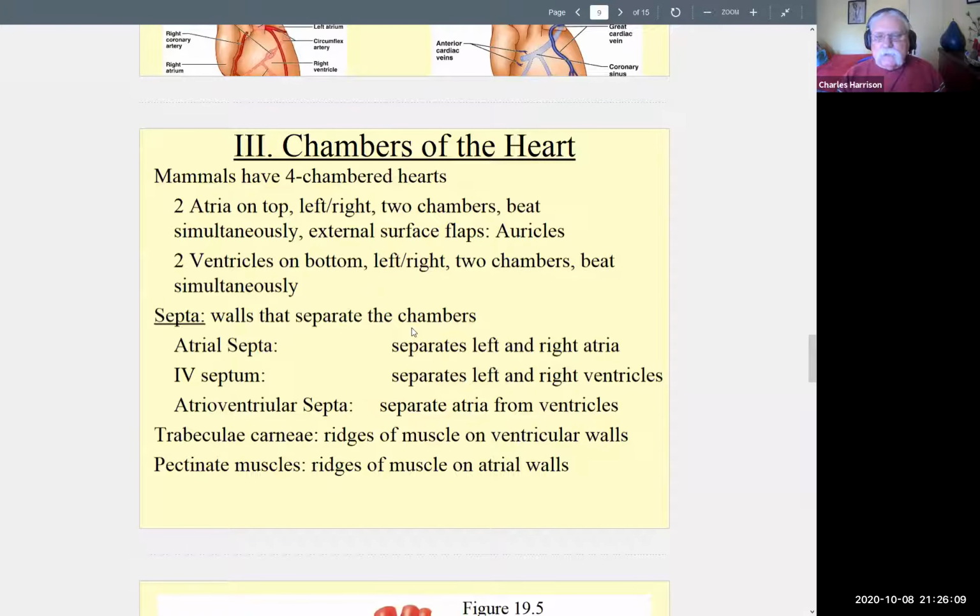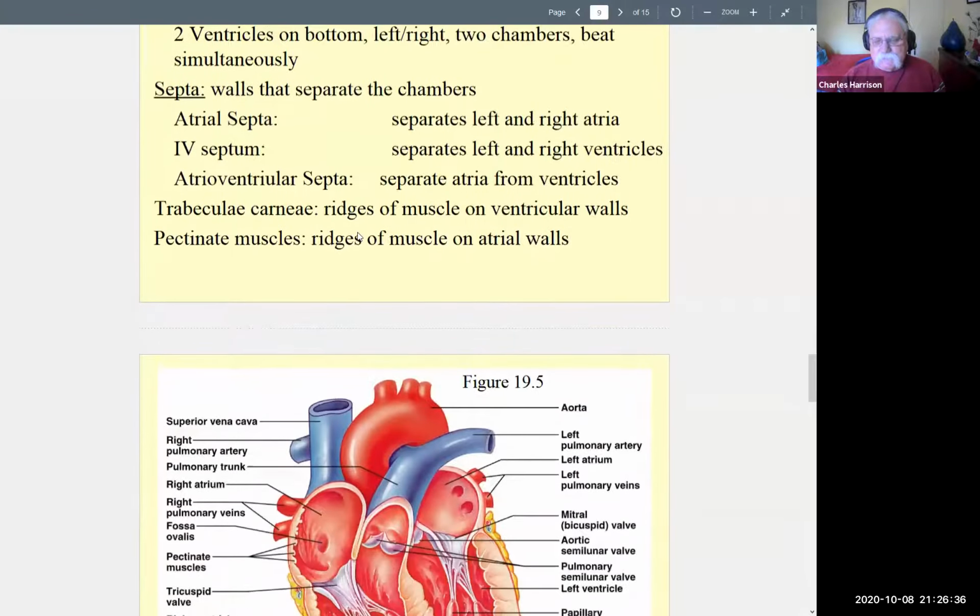We have 4 chambers for the heart. I'm sure you all remember that. The atria, of which there are 2, are on the top, on the left and the right. These 2 atria beat simultaneously and have flaps for extra storage of blood associated with them. These are called auricles.